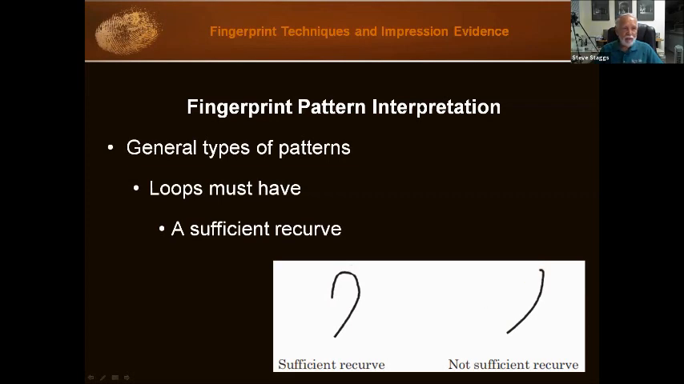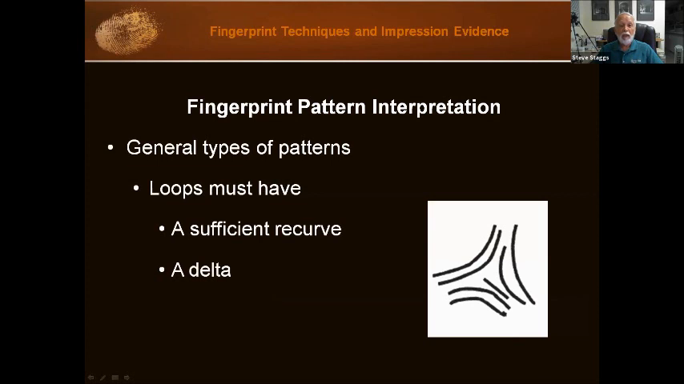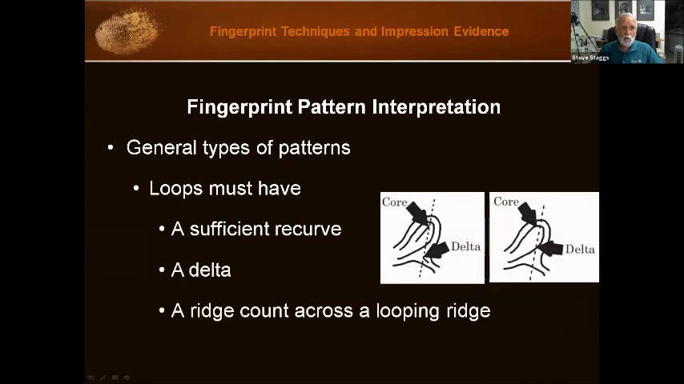The second thing you have to have for a loop is a delta. And we remember what a delta is. A delta is where it appears the ridges flow in three directions. And the third thing you need for that loop is a ridge count between the delta and the core. If you get at least one ridge, usually there's more, but when you get one ridge or more, it's a loop. If there are none between the core and the delta, then it's not a loop. So that's how you can tell the difference.